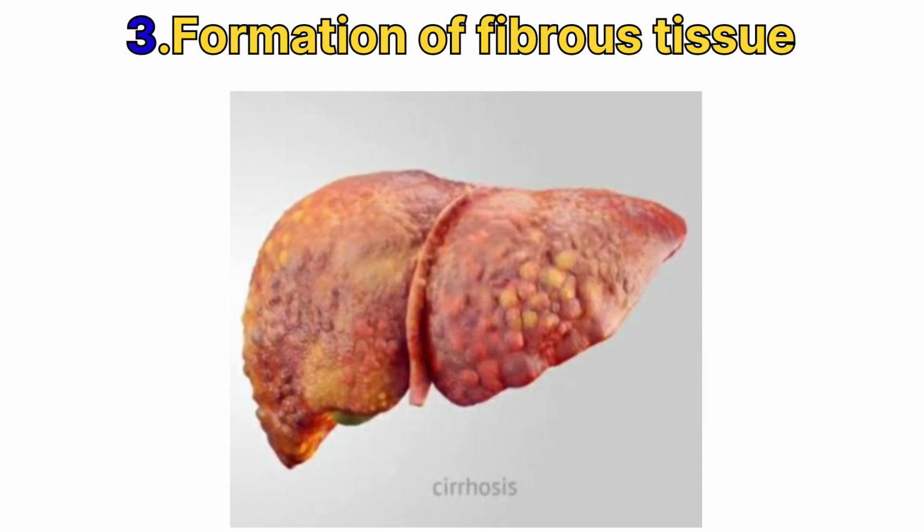Step 3. Formation of fibrous tissue. This continuous cycle of injury and abnormal regeneration leads to the formation of fibrous tissue. Think of this as scar tissue. Instead of smooth, healthy liver tissue, dense fibrous bands start to form.